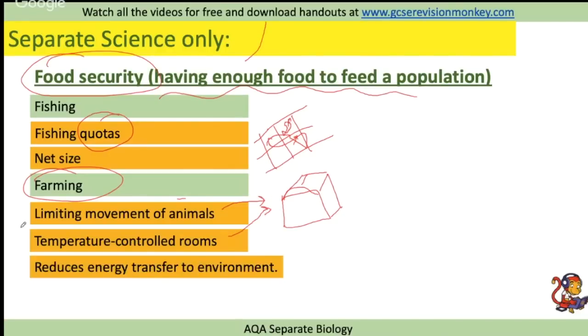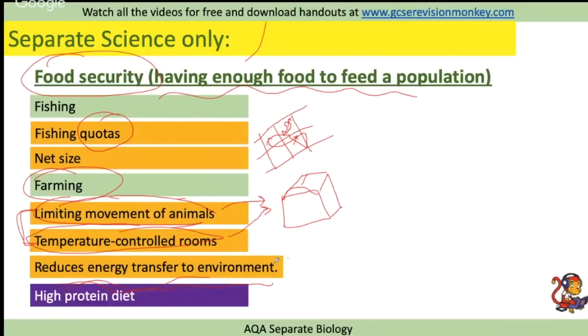And both of these reduce energy transfer to the environment. Okay, so talk about restricting their movement by putting them in smaller pens, using temperature controlled rooms, and that both of these reduce the energy transfer to the environment. The other thing that farmers are doing is feeding the animals a high protein diet to increase their muscle growth, increase their meat yield, so that we can help have enough food to feed the growing human population.